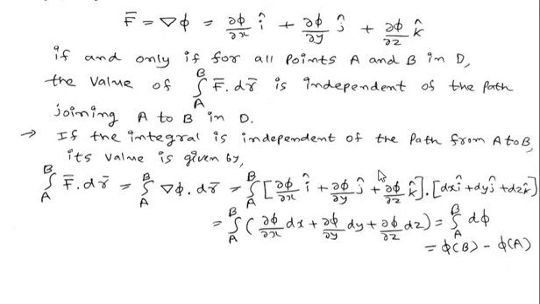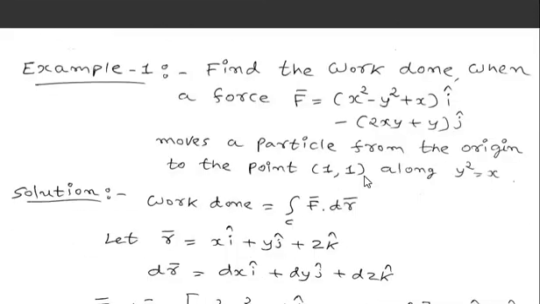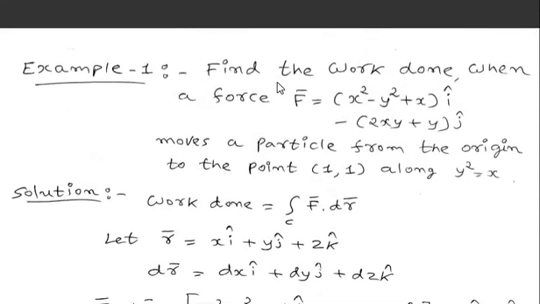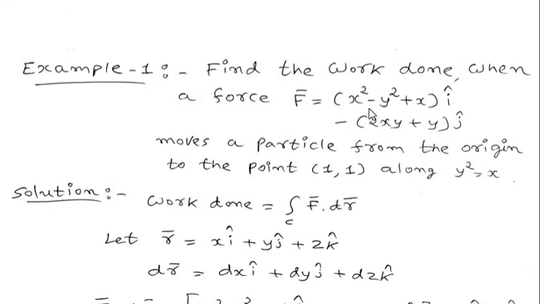How? I will take one example, so you will be in a position to understand this concept. Now we will take one example. We have to find the work done when a force F bar, that is (x square minus y square plus x) i cap minus (2xy plus y) j cap, moves a particle from the origin to the point (1, 1) along the curve y square equals x.